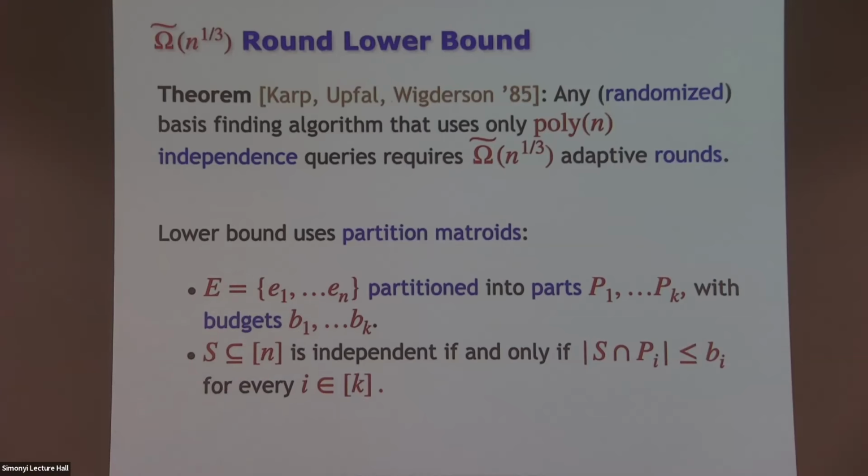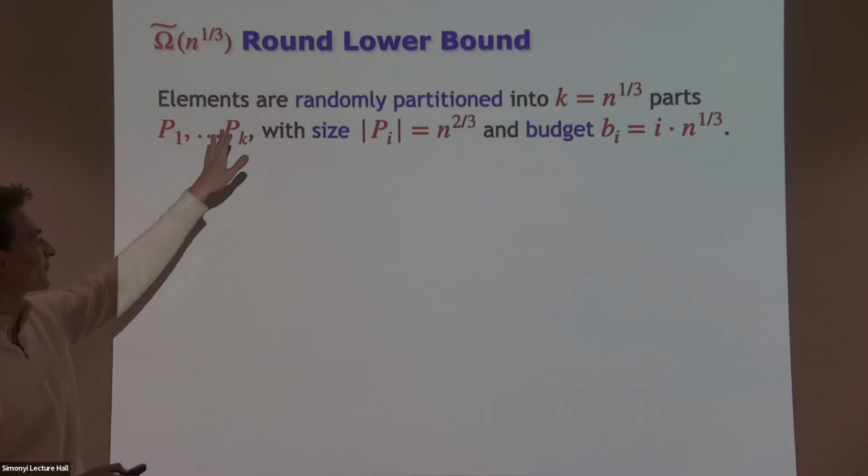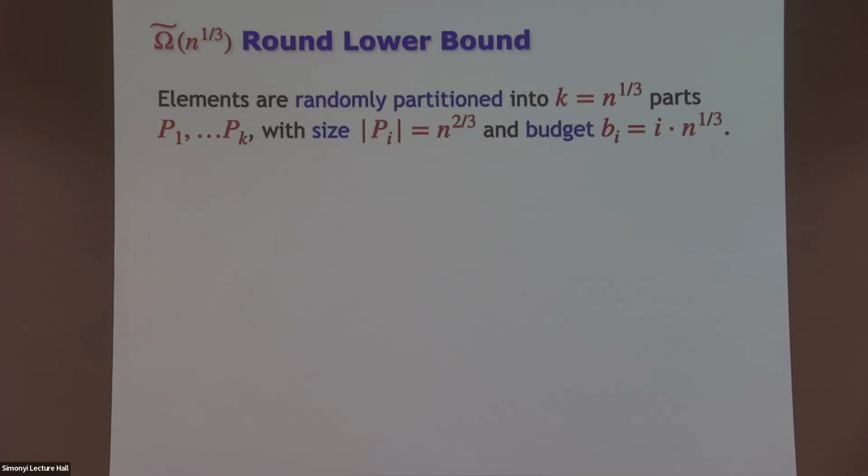Is it always true that a product of matroids is a matroid? Sure. If you take a disjoint union of matroids, that'll still be a matroid. And your algorithm doesn't know the partitions, right? That's a great point. When I describe the instance, the first thing I'll do is randomize the elements. Exactly. If the algorithm did know which elements are in which parts, then it's basically trivial. So we're going to construct a family of matroids by randomly assigning the elements to different parts.